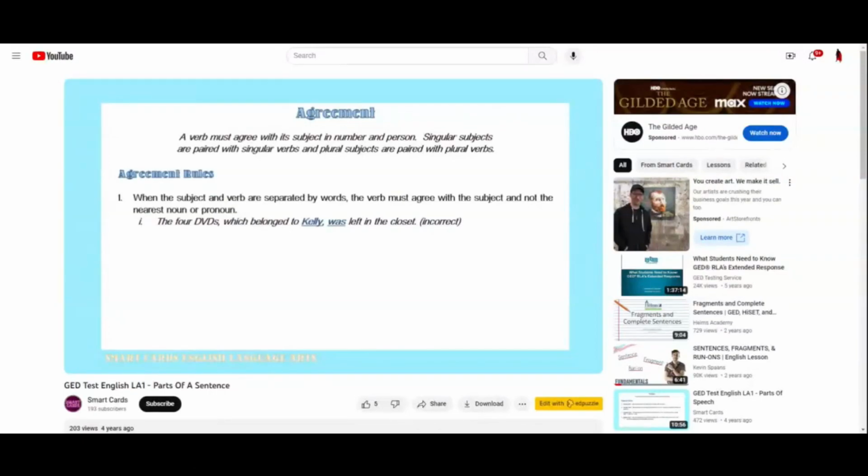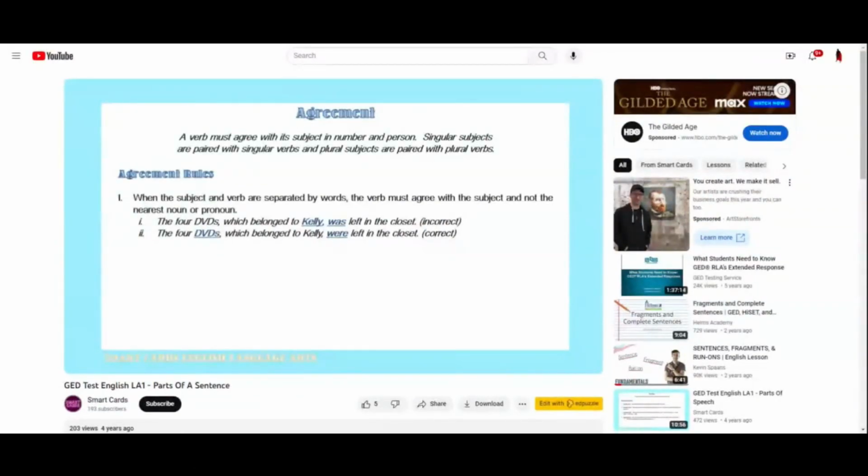Was is a singular linking verb, and it is in agreement with Kelly, the closest noun. But Kelly is not the subject of the sentence. The subject of the sentence is DVDs. The correction is as follows. The 4 DVDs which belonged to Kelly were left in the closet. DVDs is plural, so the linking verb were must be used. The sentence is now grammatically correct.